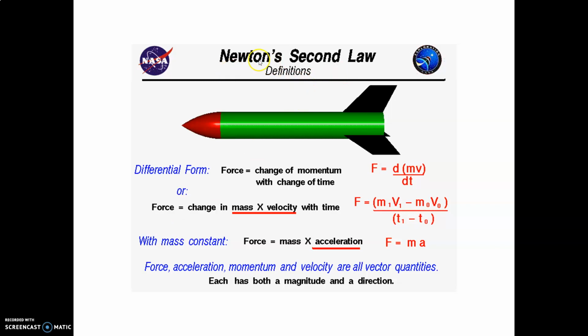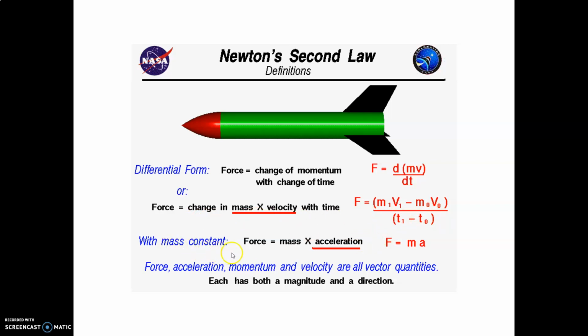Now what do you see in this? Yes, it is Newton's second law. Definition we have to discuss. In differential form, force is equal to change of momentum with change of time. F is equal to d(mv) upon dt. Now force is equal to change in mass into velocity with time. That's why F is equal to (m1 v1 minus m0 v0) upon (t1 minus t0), where t0 and v0 are the initial time and velocity we have to consider.